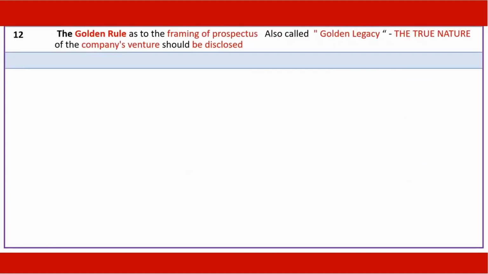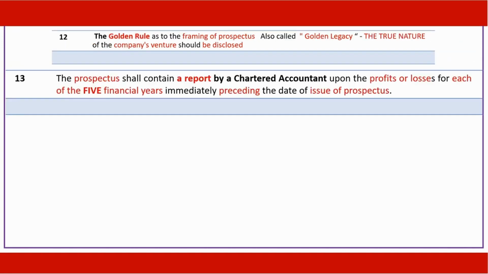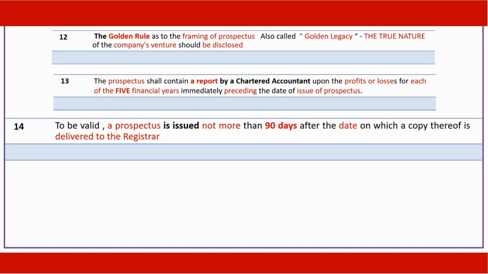There is a golden rule as to framing of prospectus. It is also called golden legacy. The true nature of the company's venture should be disclosed in every prospectus. The prospectus shall contain a report covering a period of previous 5 financial years individually preceding the date of issue of prospectus, dealing with the profits or losses for that period. Any prospectus delivered to the registrar has to be issued to the public within the next 90 days.